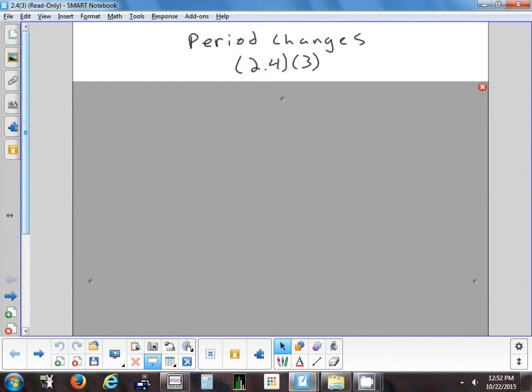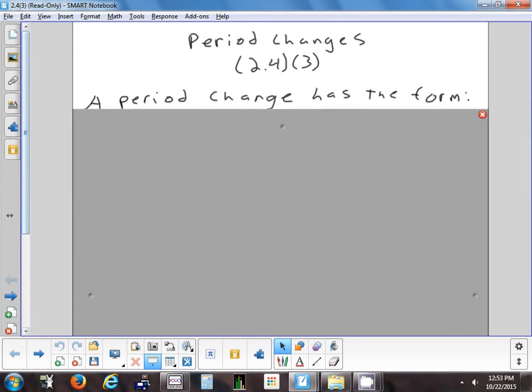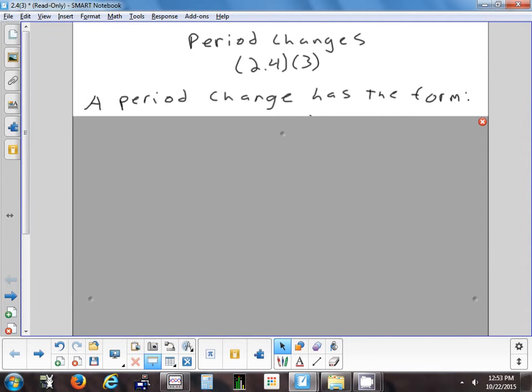So we're going to finish up graphing sine and cosine today by looking at period change. Okay, a period change, it's the last transformation we need to do. We've done phase shift, which moves it left and right. Vertical shift moves it up and down. We did amplitude change, which was our first stretch, stretching it vertically. A period change is going to stretch it left and right, horizontally.